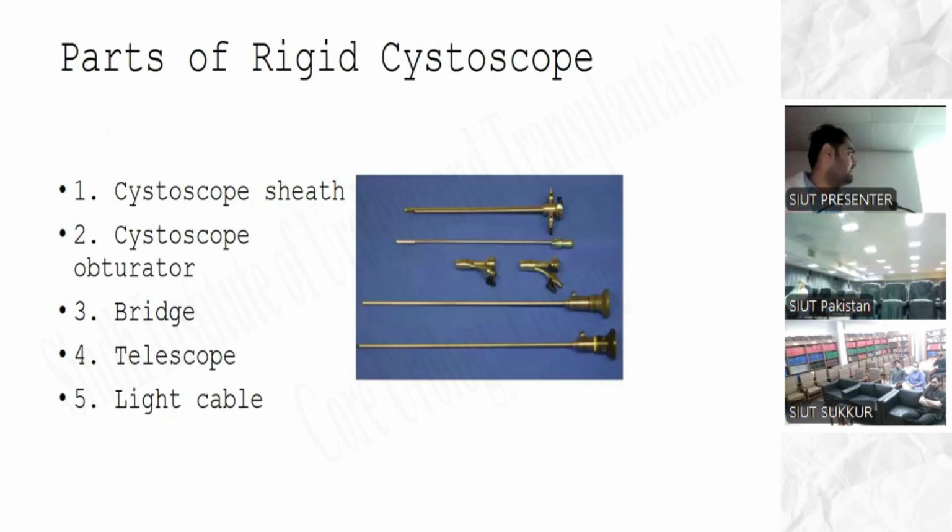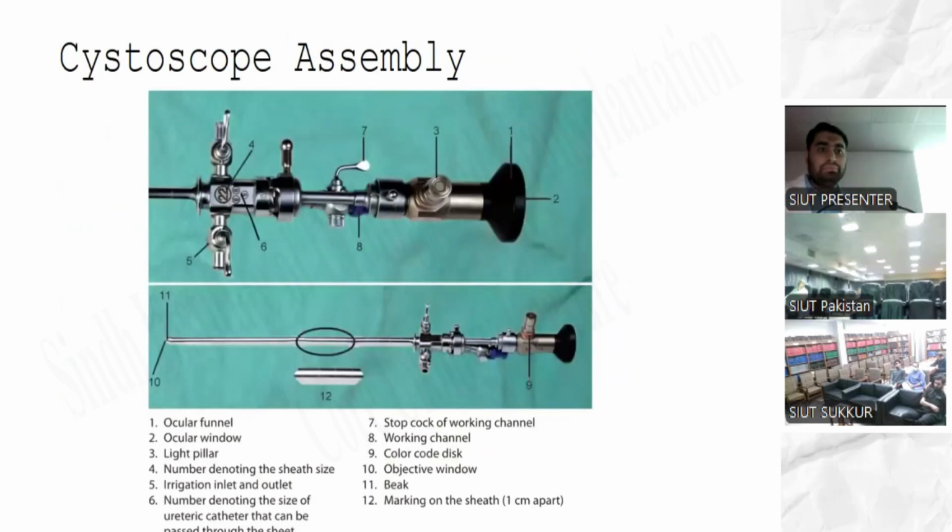Now, the parts of the rigid cystoscope are the cystoscopic sheath, the cystoscopic obturator, the bridge, right? And this is the telescope. We will describe the parts of each and every instrument of the cystoscope. Now, this is an assembly of the cystoscope. This is the ocular funnel, and this is the ocular window, and this is the light pillar through which the light source is attached. And this is the number of the cystoscope sheath that is mentioned.